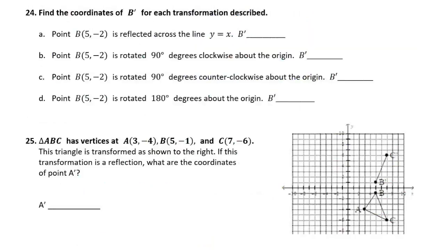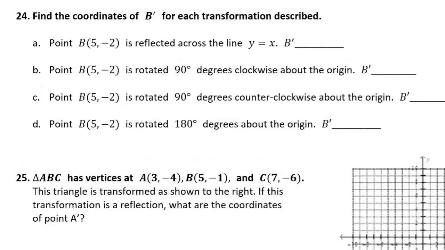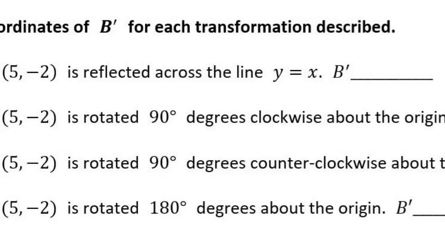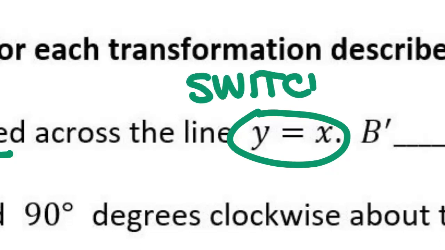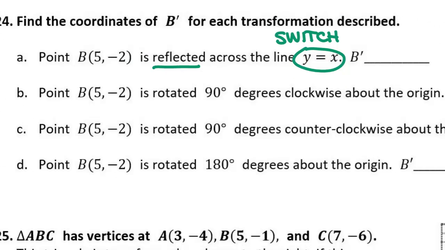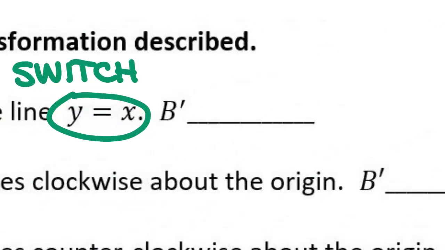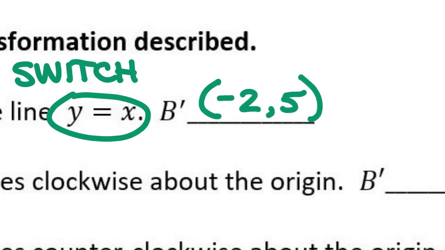All right, so number 24. Find the coordinates of B prime for each transformation described. This is all Module 4 stuff. When we reflect across the line y equals x, our rule for that is that we switch the x and the y coordinates. So I'm going to take (5, -2) and switch them around. That would become (-2, 5).